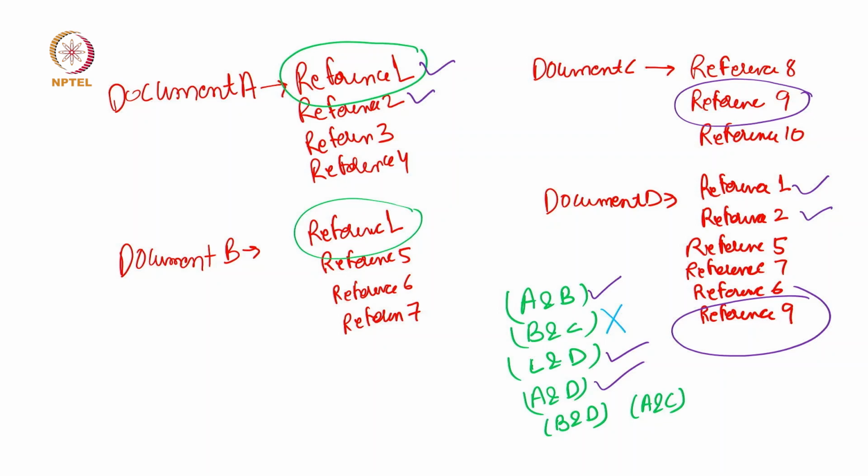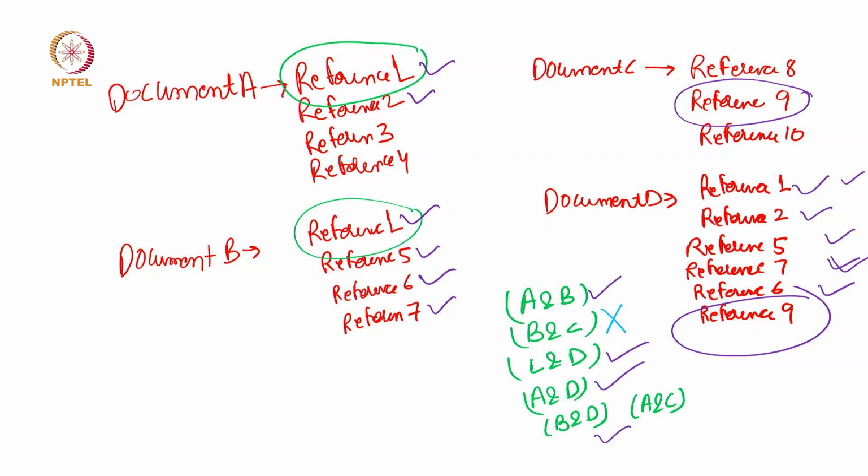Then we'll see B and D. For B and D, there is a common reference, 1 is this. So we have this here. Then 5 we have. Then we have 6, also 6 we have. Then we have 7, we have 7 here also. So B and D are also bibliographic coupled.